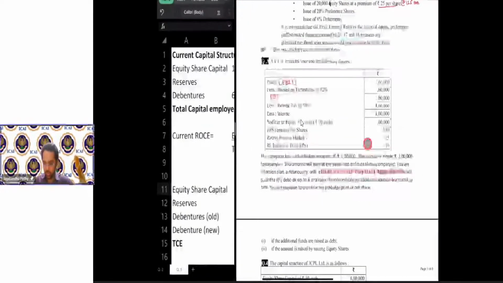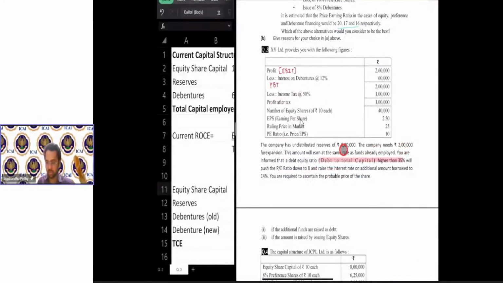the company needs this 2 lakh for expansion. We'll earn the same rate of interest. You are informed that if the debt equity ratio is higher than 35%, then there will be something happening to the rate of interest and the PE ratio. And nothing is specified about at what rate the shares are going to be issued.